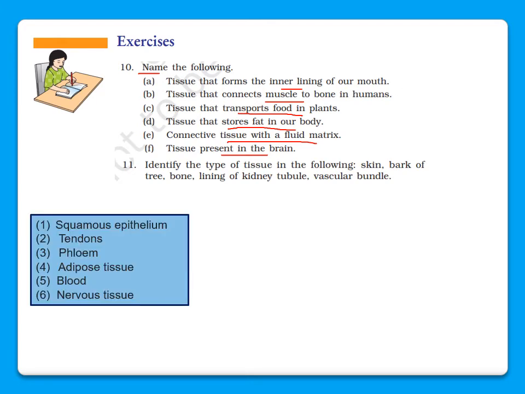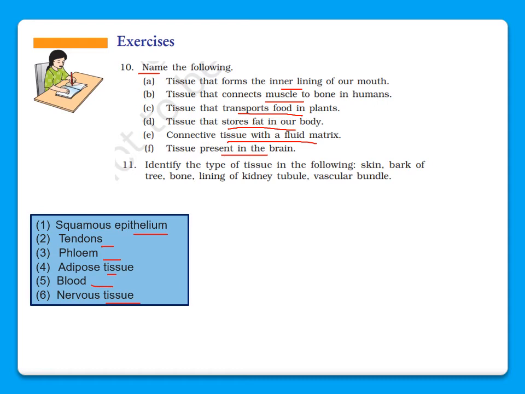Here are the answers. The first one is squamous epithelium, which is present in the inner lining of our mouth, and the tissue that connects the muscle to the bone is tendon. The tissue that transports food in the plants is phloem, and the tissue that stores fat in our body is adipose tissue. Connective tissue with a fluid matrix is blood, and tissue present in the brain is nervous tissue.